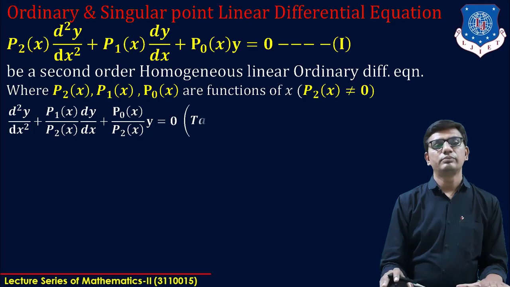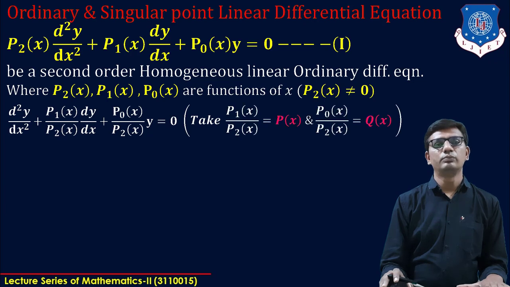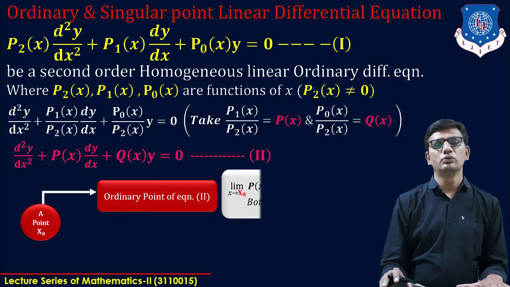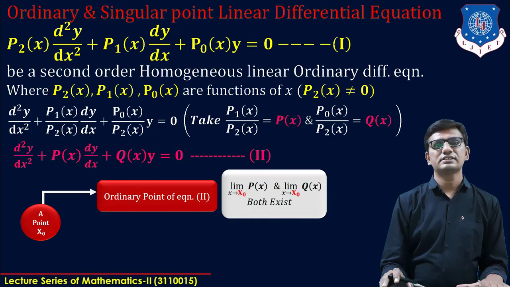Now we take p1/p2 equal to p(x) and p0(x)/p2(x) equal to q(x). Therefore, our differential equation is d²y/dx² + p(x) dy/dx + q(x) y = 0. Now, a point x0 is said to be an ordinary point of differential equation number 2 if the limit of p(x) and the limit of q(x) both exist at x0. Then it is known as an ordinary point of our differential equation number 2.